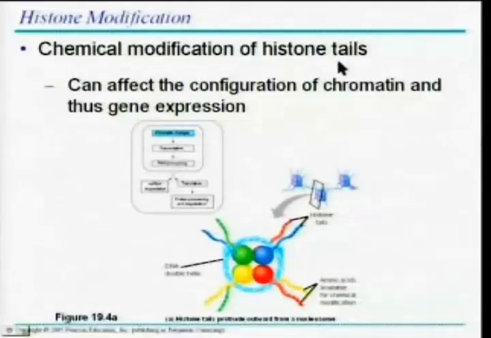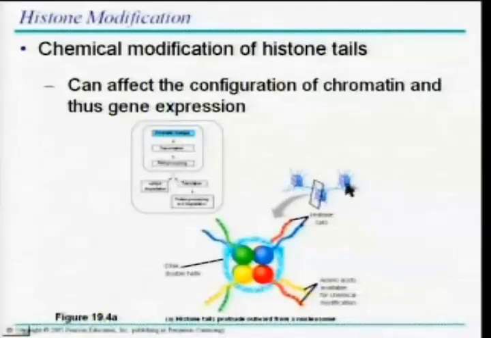Chemical modification of histone tails can affect the configuration of chromatin, and thus gene expression. So here in this little illustration, we are reminded of chromatin changes leading to transcription, RNA processing, mRNA with its degradation, translation as well, part of its life cycle, and then the protein processing, function, and degradation. So we're at this level of regulation, chromatin changes.